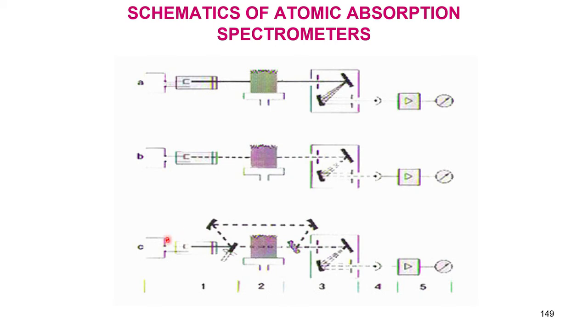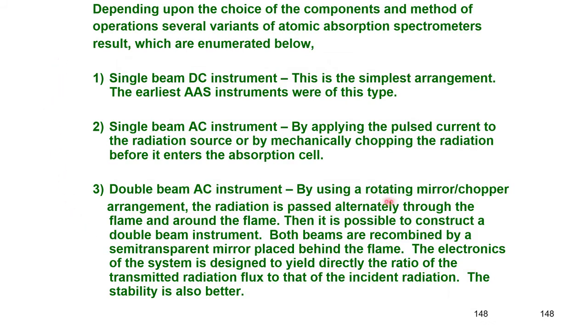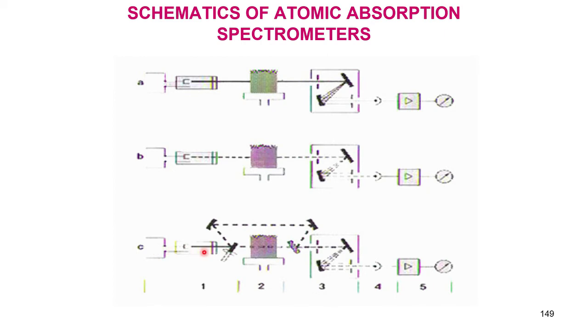But in the third system, where I divide the radiation into two beams, this is a double beam AC instrument. I am using a rotating mirror or a chopper arrangement. The radiation is passed alternately. So, I have a hollow cathode lamp here, and then I have a chopper. Through the chopper 50% goes through this, 50% goes through this, but it does not pass through the flame. I combine this as well as this on this mirror, and then combine both, take the ratio of the radiation and then pass it on to the detector, which will determine the current after using an amplifier and readout techniques.